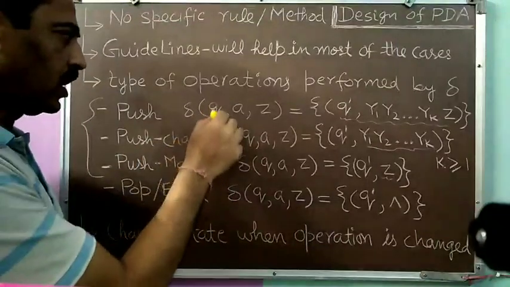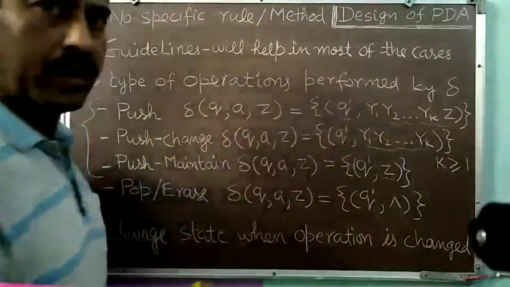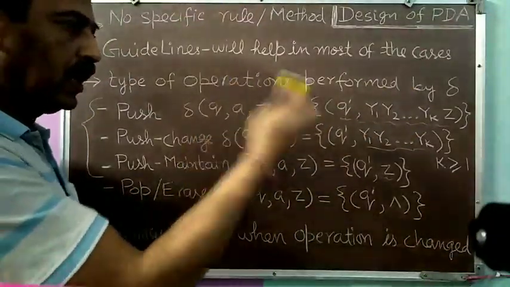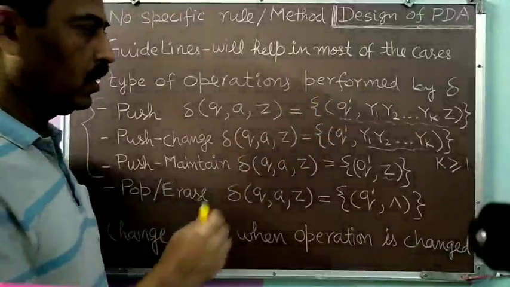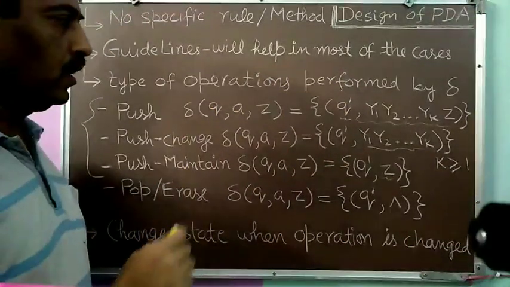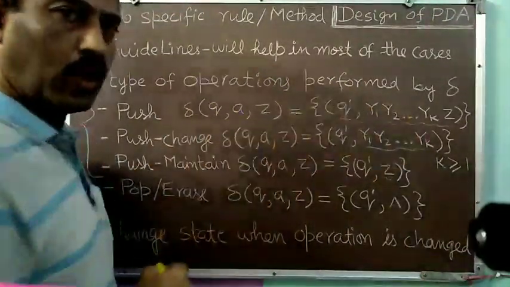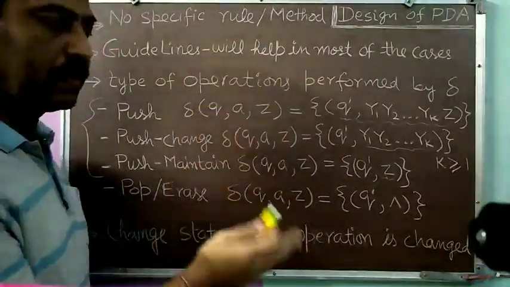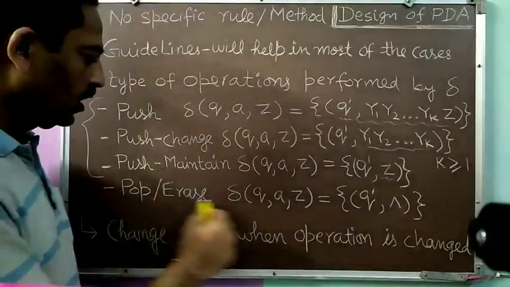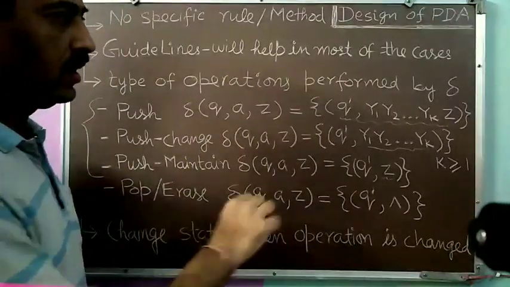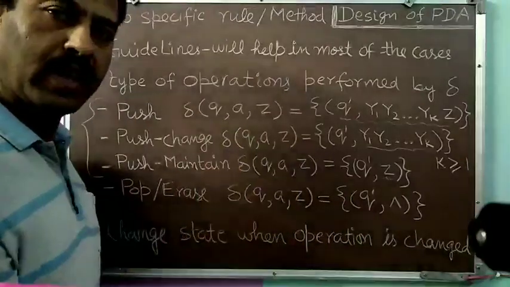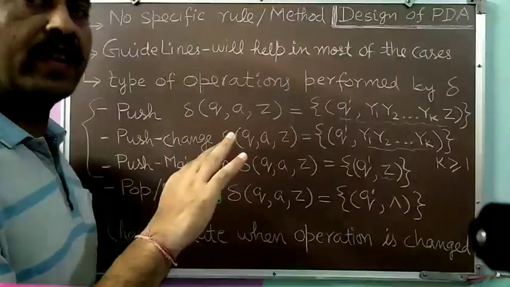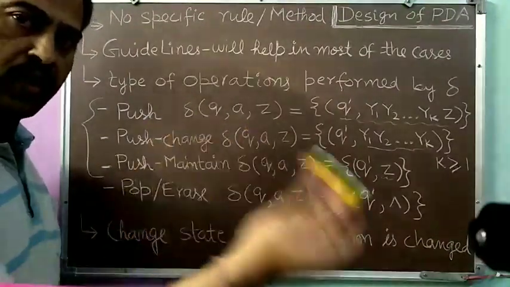Suppose we are in the state Q, performing a push operation, one time, two times, three times. Up until when we keep performing the push operation, we will not change the state. But suppose the previous operation performed is a push operation, and next we change the operation and perform a pop operation, then we will change the state. So whenever the operation changes, we change the state. If the operation is not changing, we will not change the state.